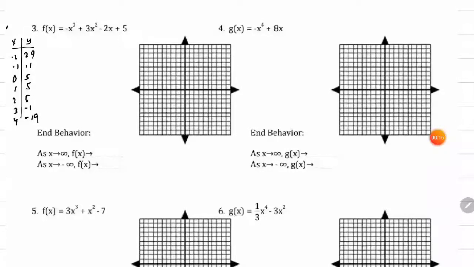But I'm going to look at the end behavior. So we have an odd degree. 3 is odd. And we have a negative leading coefficient. That means as x goes to the right, my y value is going to be going down, so negative infinity. As x is going left, we're going to have positive infinity. Okay? And I'm just going to graph all these points here. So we have negative 2 super high, negative 1, 11.